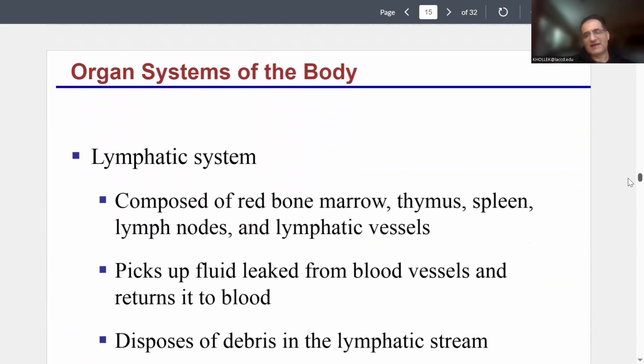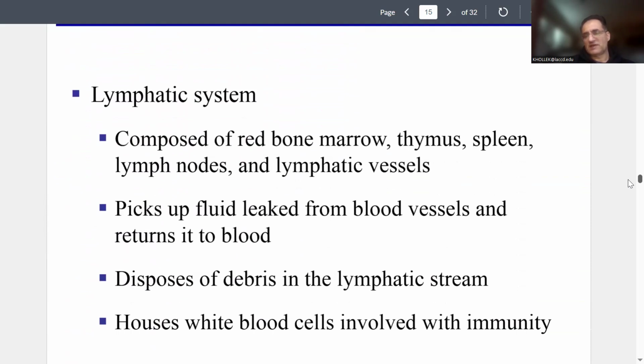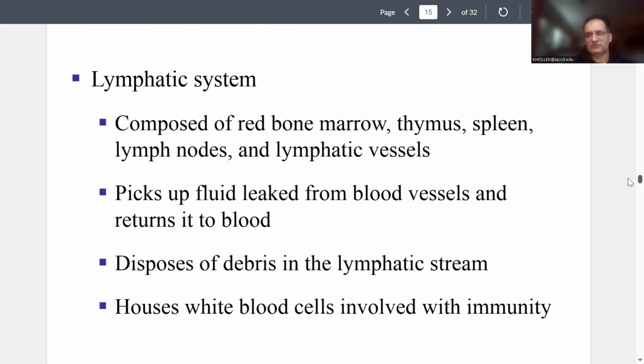All right, the lymphatic system, which is composed of the red bone marrow, thymus, the spleen, lymph nodes, lymphatic vessels, and some of the fluid that was leaked from the blood vessels. That fluid needs to return back into the blood, and that's the primary job of this system. There are also a lot of white blood cells living in these areas, the spleen, thymus, and the lymph system, etc. So basically, they are involved in protecting us, immunity.